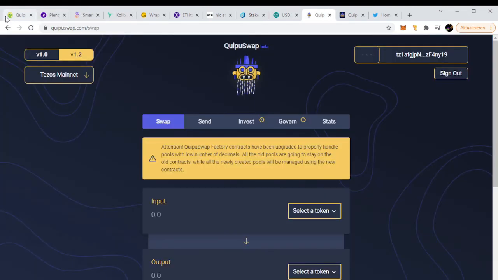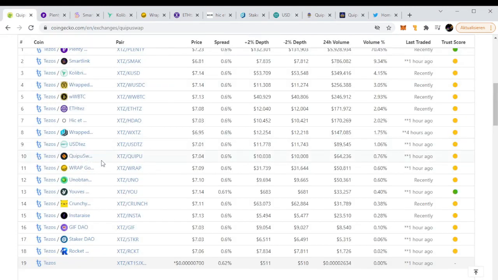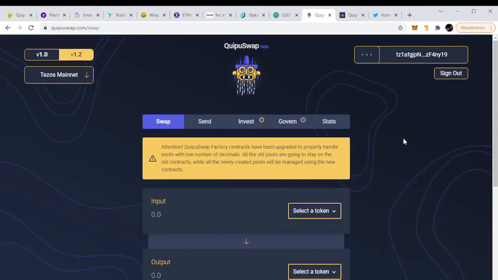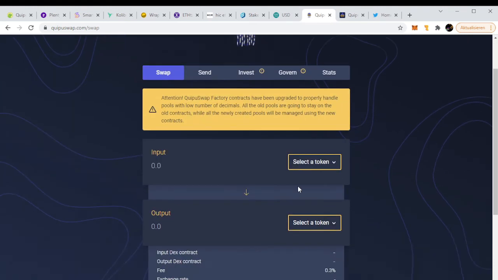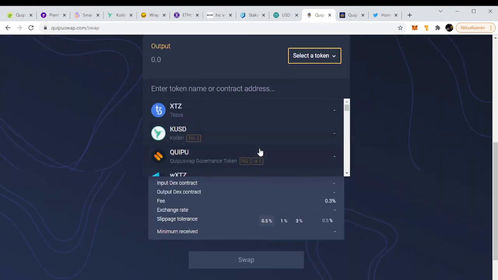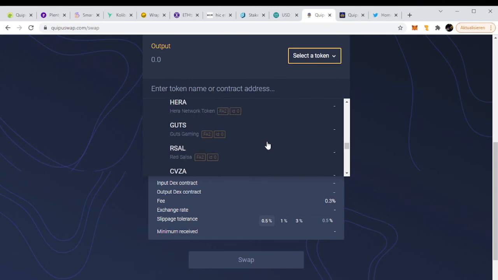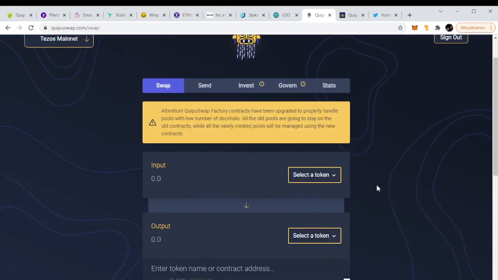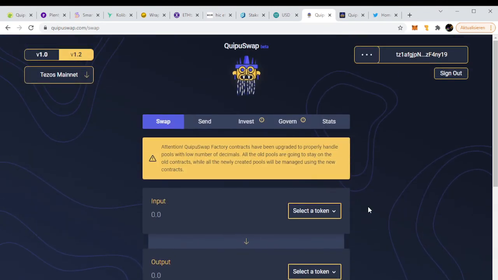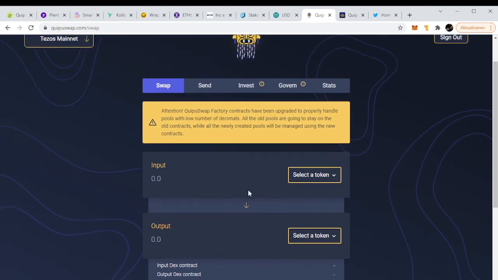So next up, what do we have? This is, I think, the last one. Yes, we have the Quipuswap token. This is the governance token for Quipuswap. Quipuswap is the biggest Tezos exchange out there with 1 billion coins on it. Now, not all of them are whitelisted, but there's a lot. Just trust me on that. You can get pretty much anything you want on here.